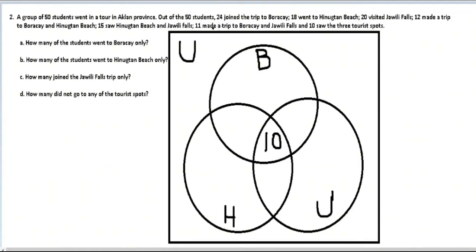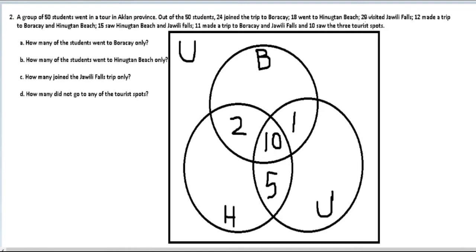Next, 11 made a trip to Boracay and Hawili Falls. Boracay and Hawili Falls will be here. There are 11 students. So we have already 10, plus 1 to make it 11. 15 saw Hinugtan Beach and Hawili Falls. So we have already 10 here. Just add 5 to make it 15. And 12 made a trip to Boracay and Hinugtan Beach. So just add 2 to make it 12.